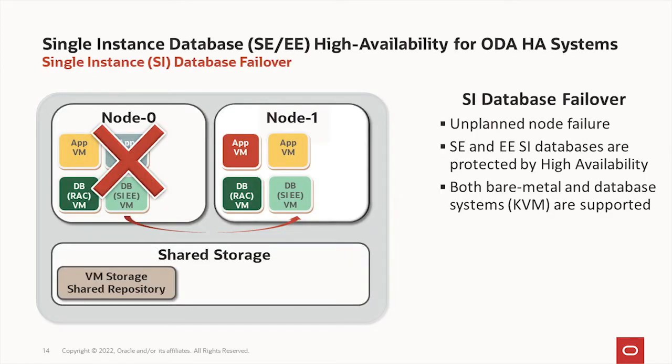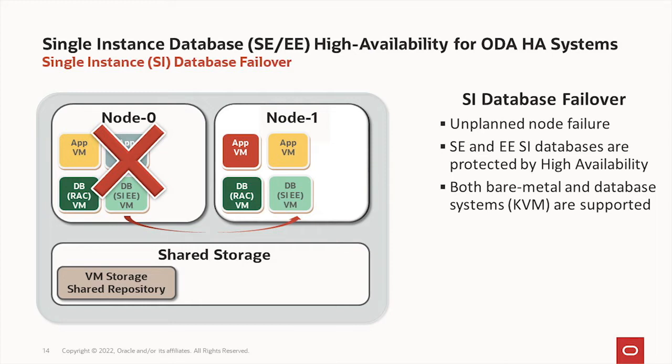So this is just a quick view, and we'll do a demo to show you this failover step by step. Of course, you can still use RAC for your RAC databases, but you can also protect your single instance database now because of the built-in HA architecture with the share everything architecture of our HA ODA. And of course, we also use the same infrastructure to protect our application VMs as well.